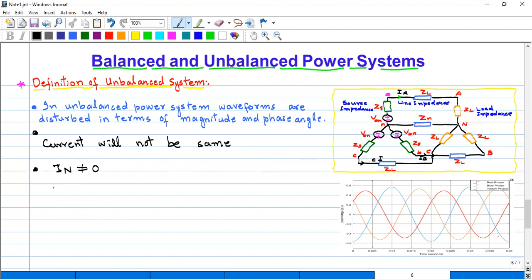And the power losses are more. So in case of an unbalanced system, power losses will be more. That is, I square R losses will be more. So in case of an unbalanced system, the power losses will be more, the neutral current will not be equal to zero, the current will not be the same on each phase, and due to unbalanced load, the waveform will be disturbed in terms of magnitude and phase angle.